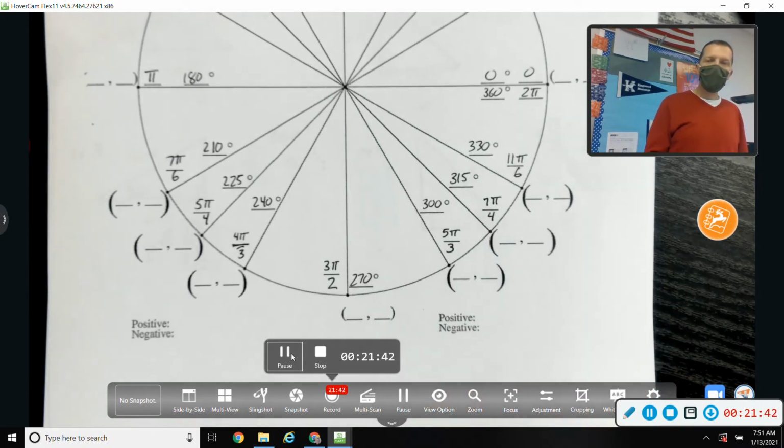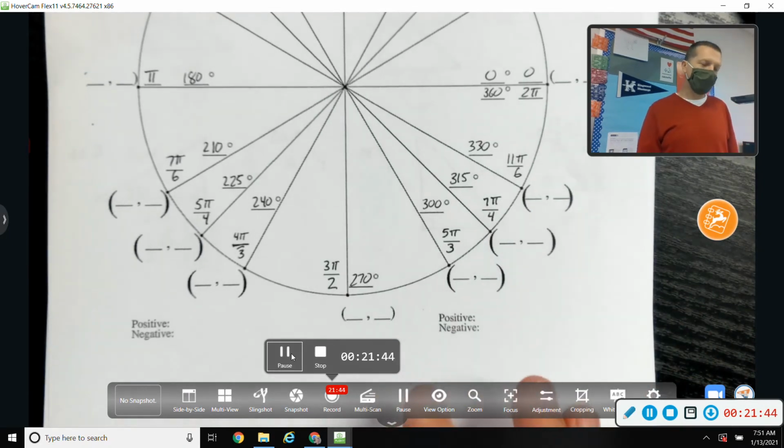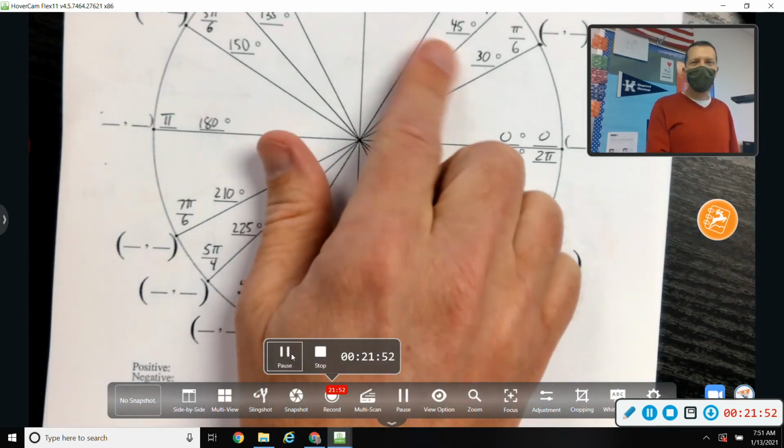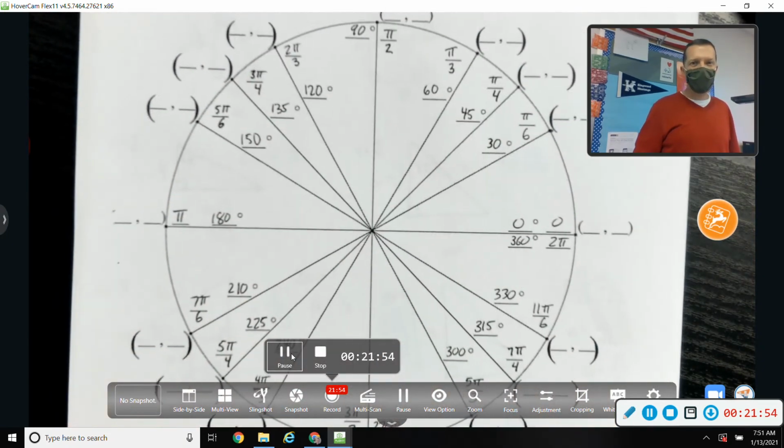So again, there's the angles in the unit circle. Do you have to know those? Yes. Do you have to memorize those? You got to know a little bit to get you started, but once you know a little bit, you can fill out the rest.